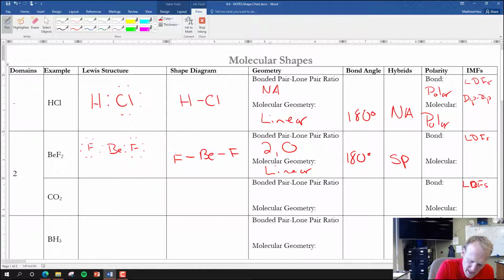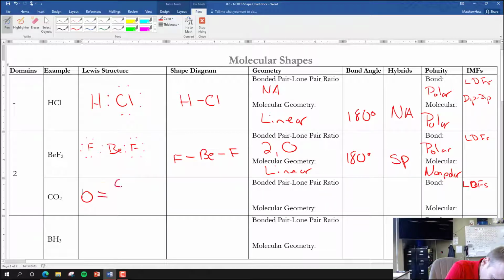Beryllium is 1.5 and fluorine is 4.0. This would technically be classified as an ionic compound. That would make the bond polar. But because it's linear, this would be a nonpolar molecule, and it would only have LDFs.